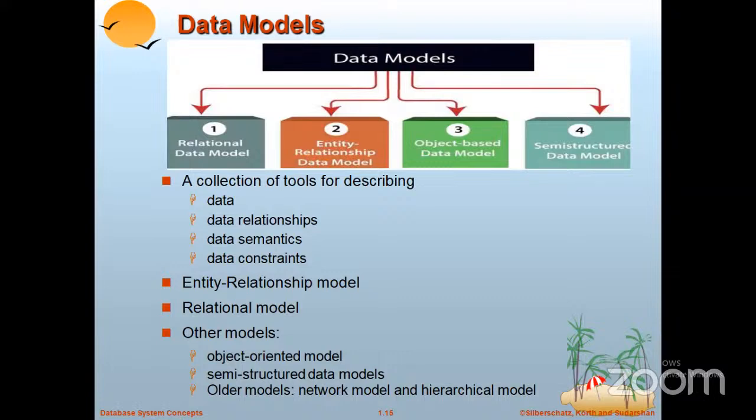So here you need to write it like this. First, write the definition of data model: a collection of tools for describing four things: data, data relationships, semantics, and constraints. After that, write a description: it is a conceptual tool which describes all four things. Also write the database definition: a collection of interrelated data, which defines what kind of data and what the limitations of data are. You need to explain what is meant by data, data relationship, data semantics, and data constraints.